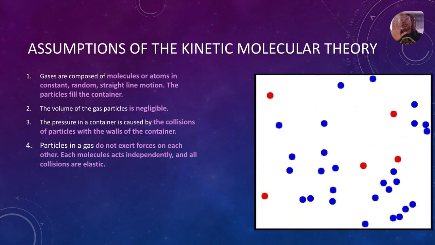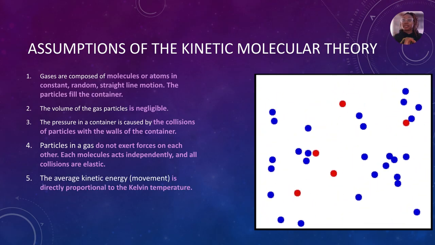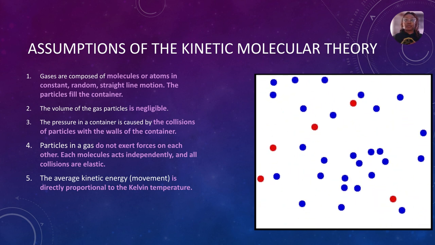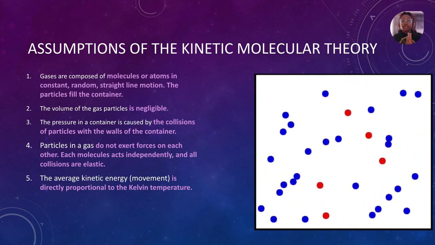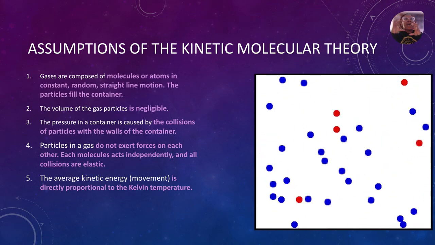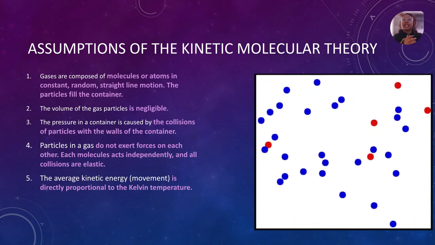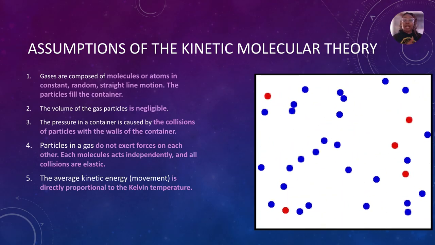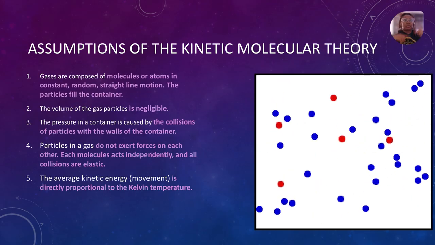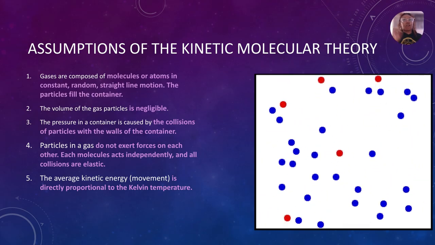Basically, kinetic molecular theory is making these assumptions, and then the average kinetic energy of movement is directly proportional to the Kelvin temperature. So kinetic molecular theory is taking what we already understand about gases and then adding some words to it, right? So it's saying they're made of molecules or atoms in constant random straight line motion. So the molecules are literally moving in straight lines, okay, all the time.